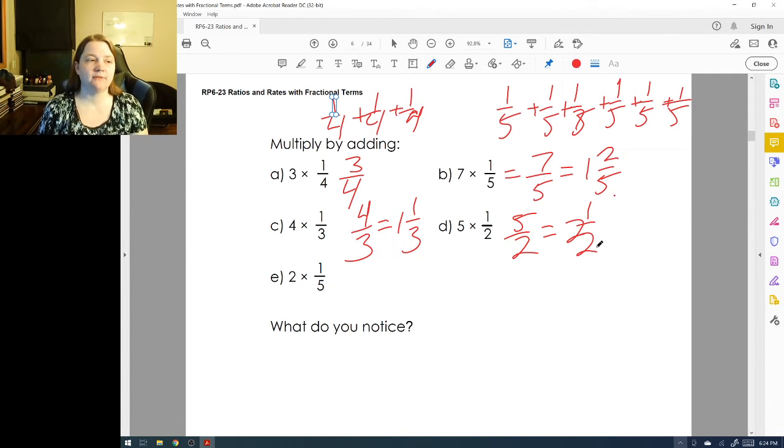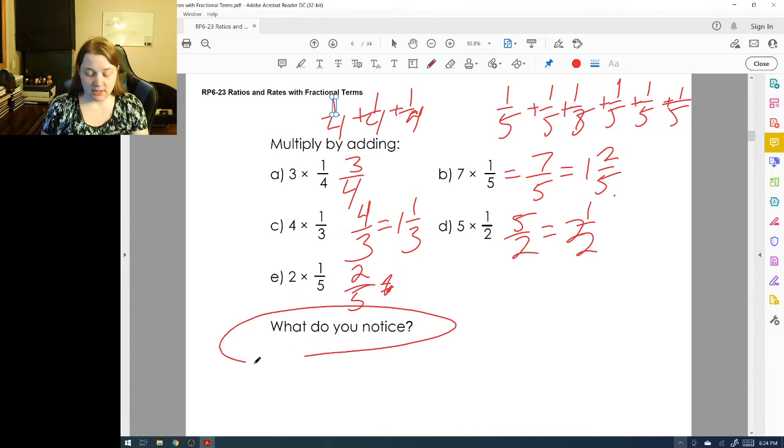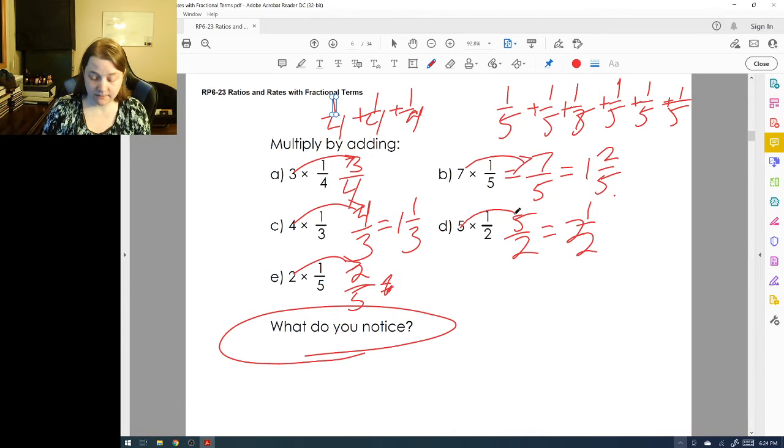2 times 1/5 is the same thing as saying 2/5. That's just 2/5. That doesn't need to be simplified. What did you notice here? Did you notice that when you were multiplying times a fraction that's just 1 of something, you ended up with the same denominator every time, and it was just the numerator that was changing, and that the numerator was this 3 right here, this 4 right here, this 2 right here? Did you notice that? If not, take a look now.